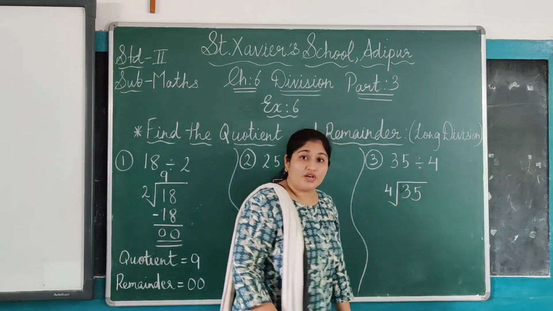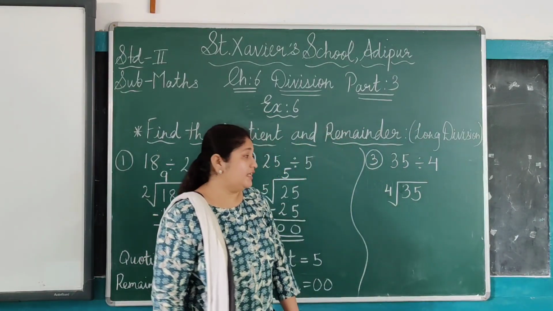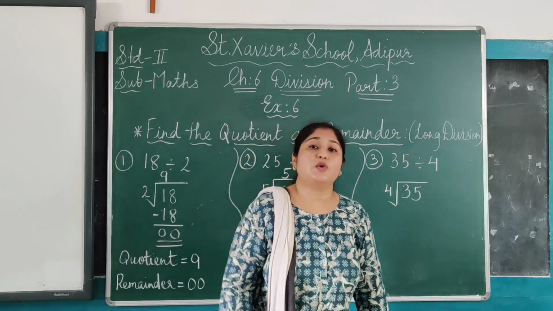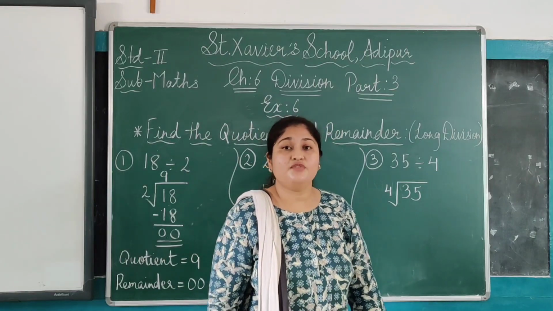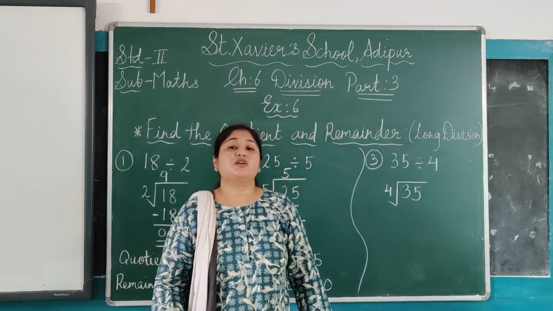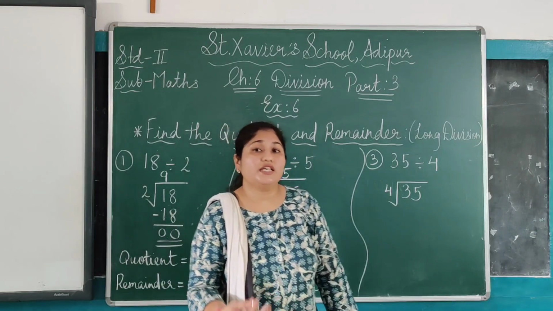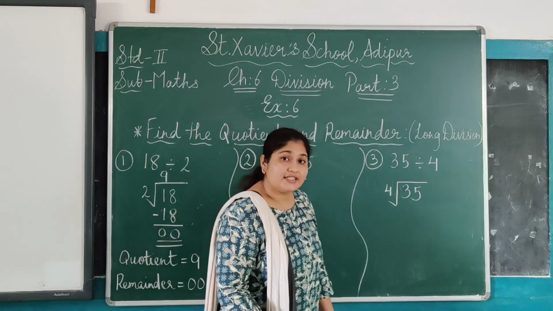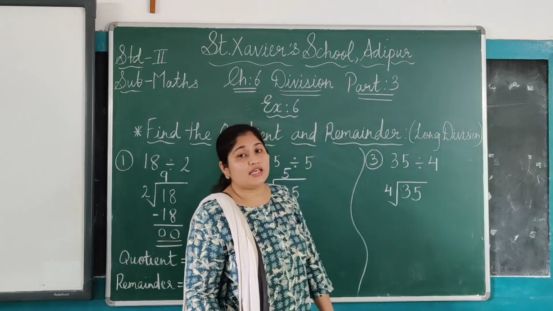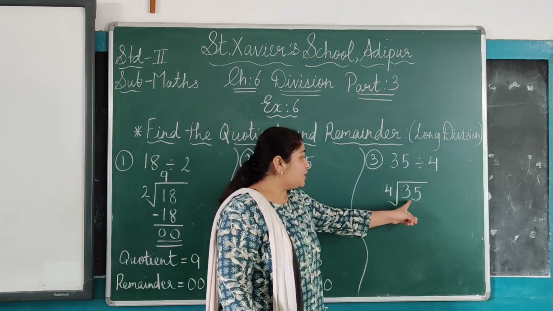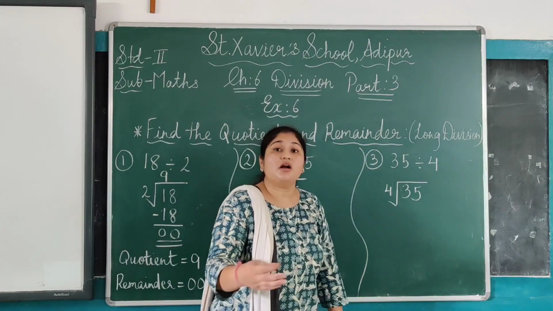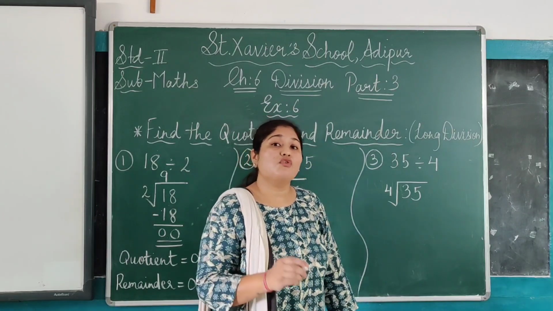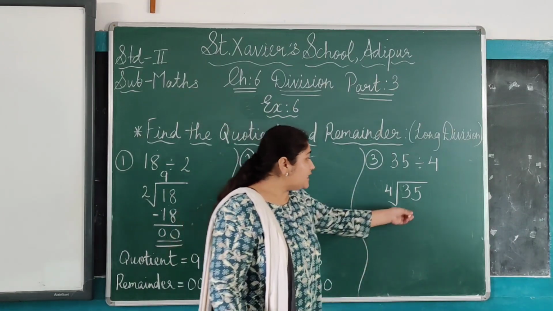Now think 4 के टेबल में 35 जाता है? Let's see. 4 1s are 4, 4 2s are 8, 4 3s are 12, 4 4s are 16, 4 5s are 20, 4 6s are 24, 4 7s are 28, 4 8s are 32, 4 9s are 36. Okay, then 4 10s are 40. अब 4 के टेबल में 35 तो नहीं आता, राइट माय डियर स्टूडेंट्स? उससे बड़ा नंबर आता है. कौन सा? 4 9s are 36.